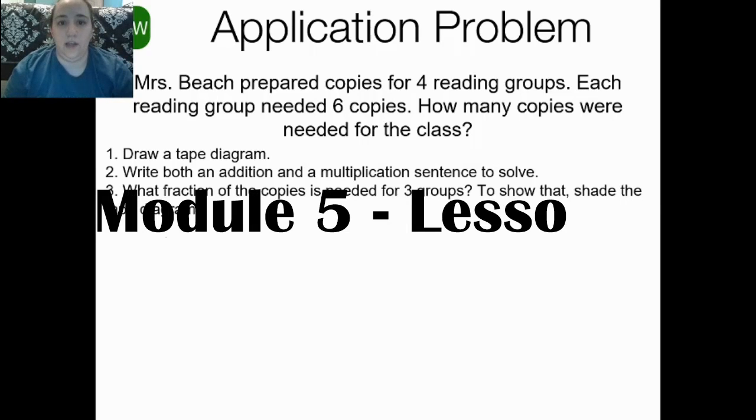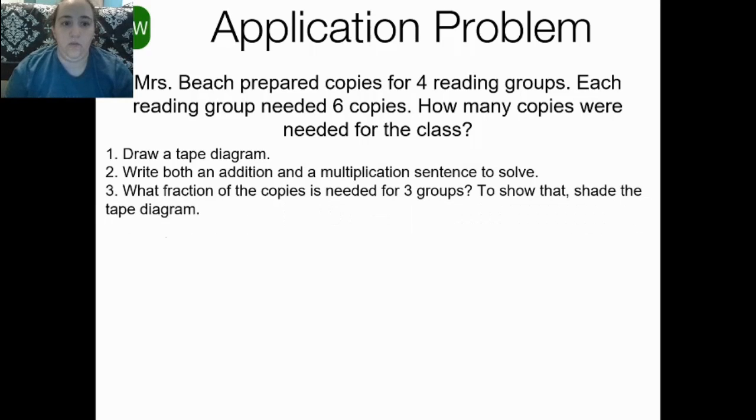Alright, so this is the application problem for Module 5, Lesson 3. And we are going to go ahead and get started. So it says Mrs. Beach prepared copies for 4 reading groups. Each reading group needed 6 copies. How many copies were needed for the class?